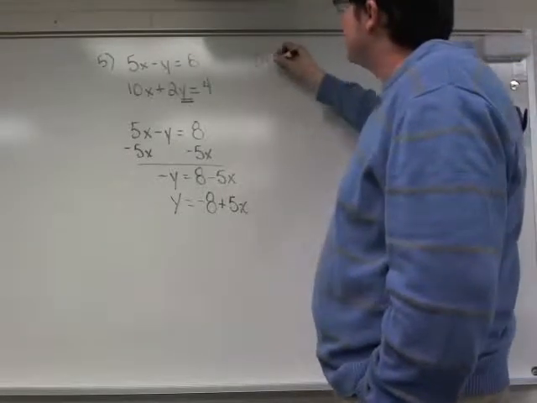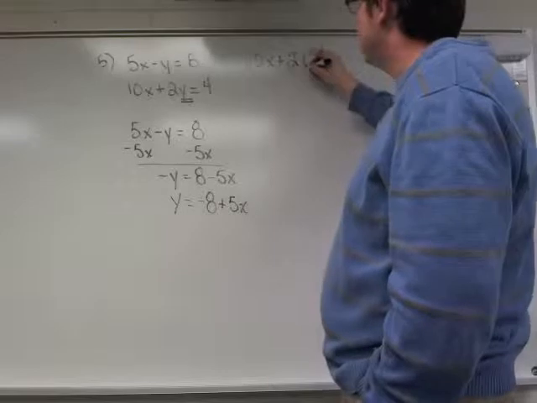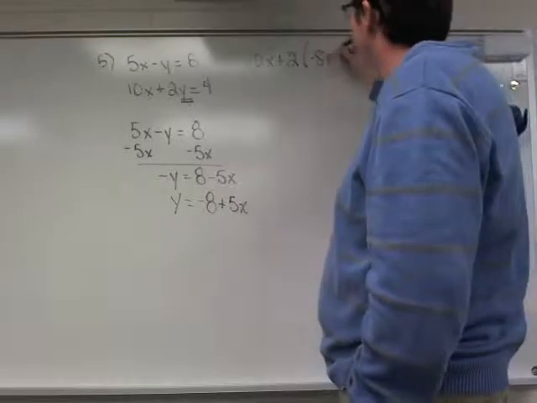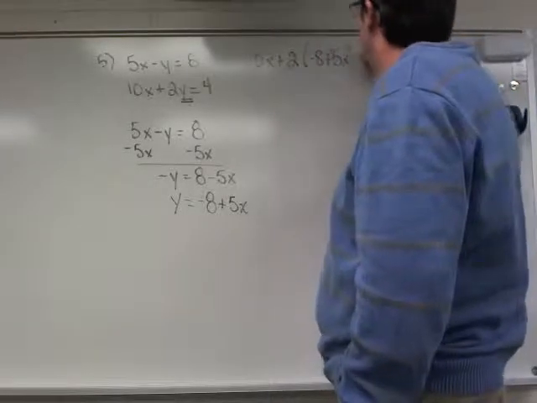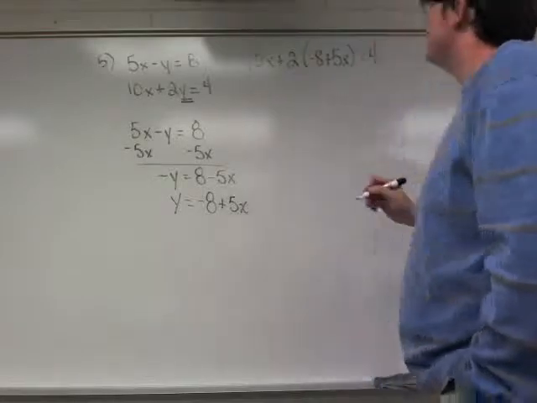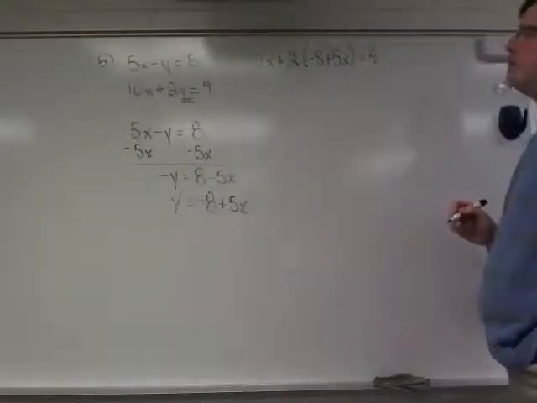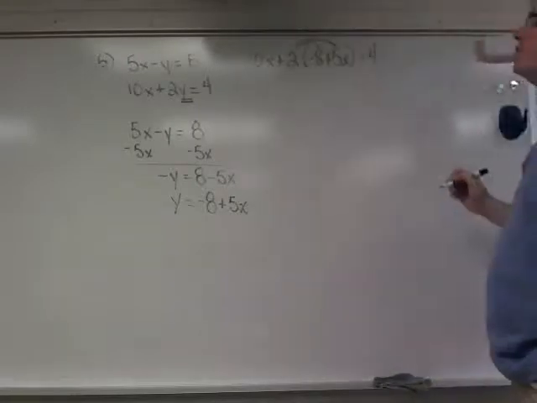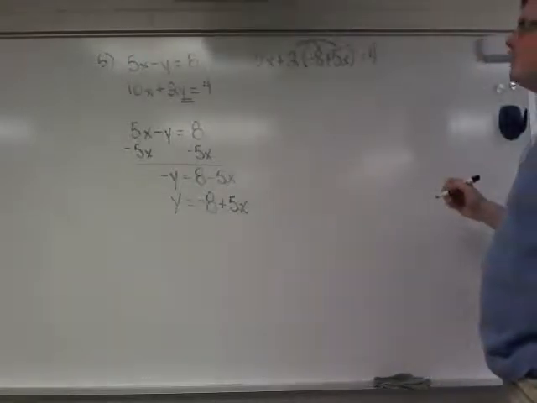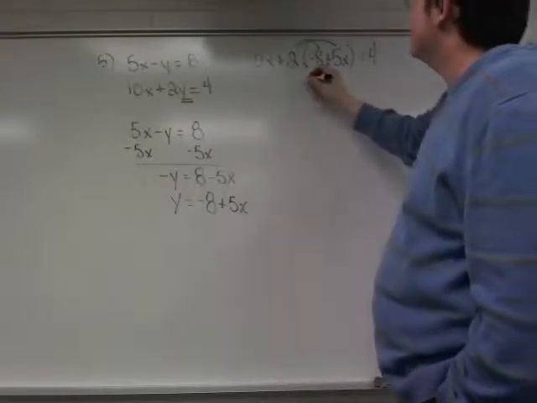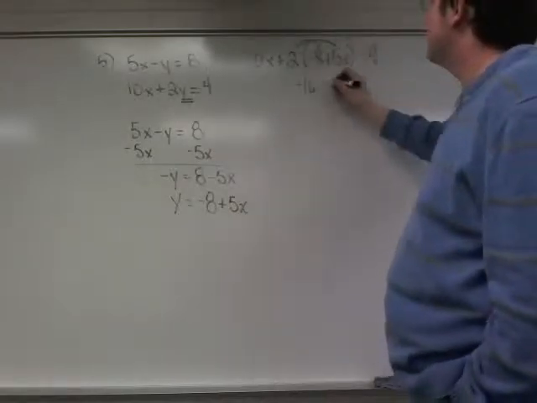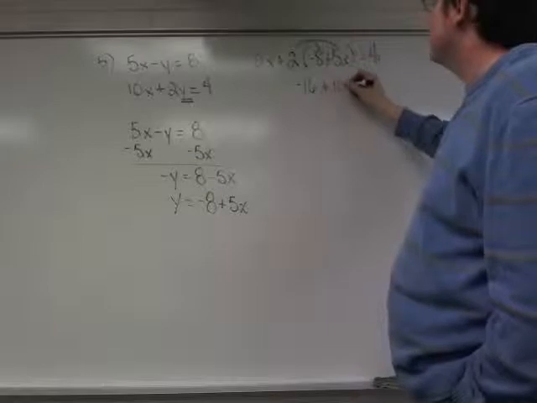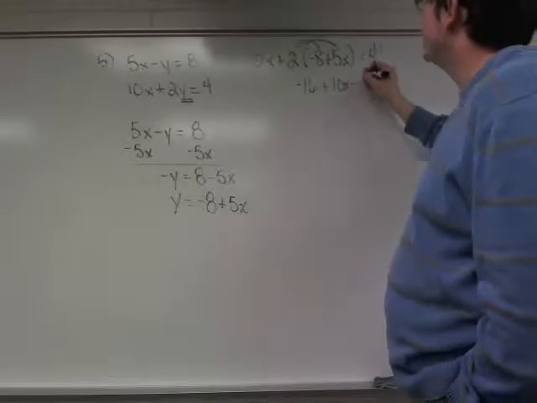So I've got 10x plus 2 times now my negative 8 plus 5x, which we just figured out is y, equals 4. Well, let's simplify. I'm going to carry this 2 through here, 2 through to the negative 8, and 2 through to the 5x. 2 through to the negative 8 is negative 16. 2 through to the 5x, that's going to give me 10x's. And all this other stuff, it's still there.